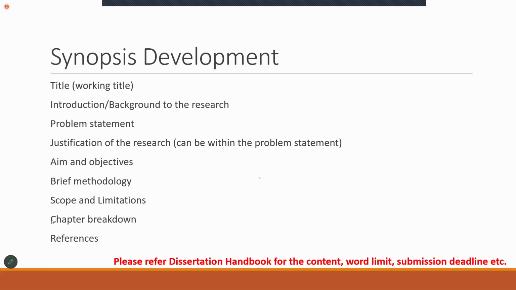And then the aim and objectives of the study. Think about the terminology you need to use and the logical sequence of the aim and objectives. And finally, there should be a brief methodology. Not in a very detailed manner, but briefly you need to outline the methodology, scope and limitations. Of course, you can provide the chapter breakdown and the references. As I mentioned at the very beginning, refer to the dissertation handbook for the word limits, the submission deadlines, and so on.